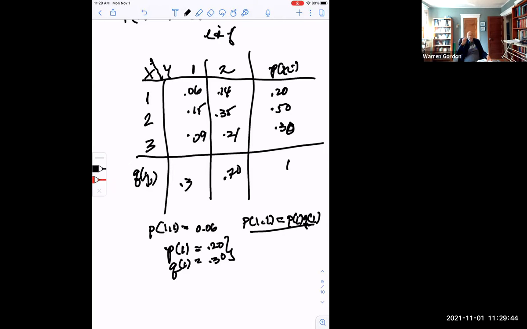And by the way, if you look at the rows, notice that the rows are proportional to each other. For example, if you take the first row and divide it by 0.2, you get 0.03, 0.07, 0.1. Take the third row, divide by 0.03, you get the same thing. And that always happens when they're independent.